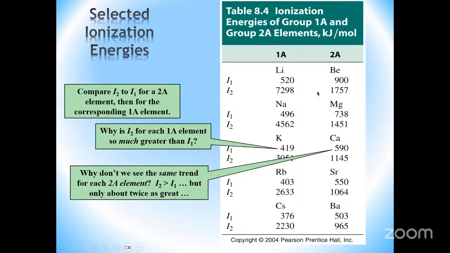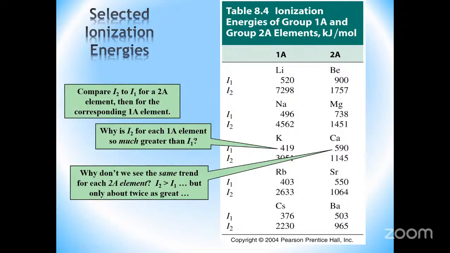Now, in the case of the elements in group 2A, starting with beryllium, the difference here is not as large. To remove the first electron, the energy required is 900. To remove the next electron, the energy required is almost double, 1,757.